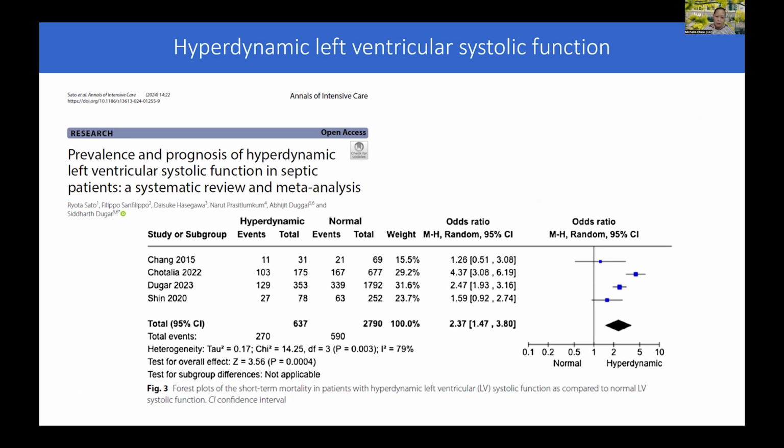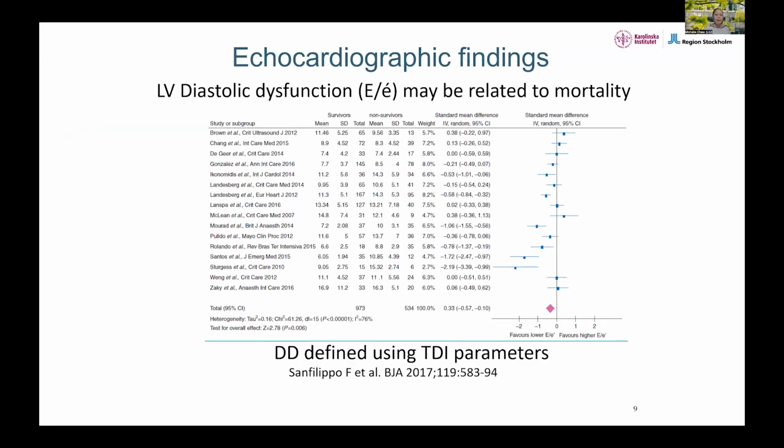And there are a few papers around that do show, as shown in this meta-analysis, that it may be related to an increased risk of mortality. So hyperdynamic, increased LVEF is associated with increased mortality amongst patients with sepsis and septic shock. Now, what about diastolic dysfunction?